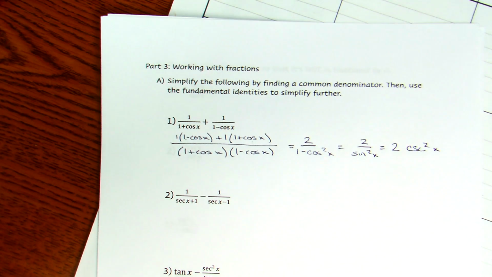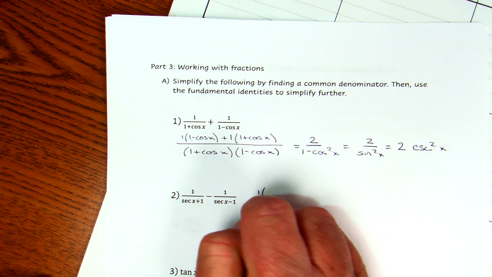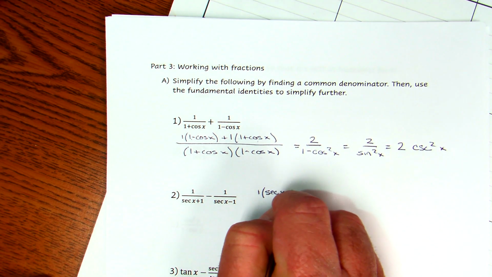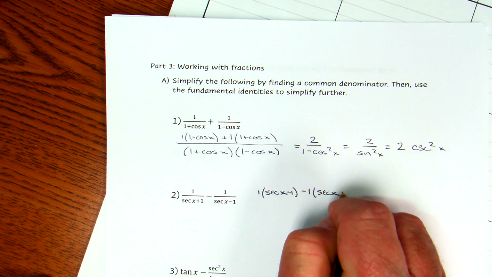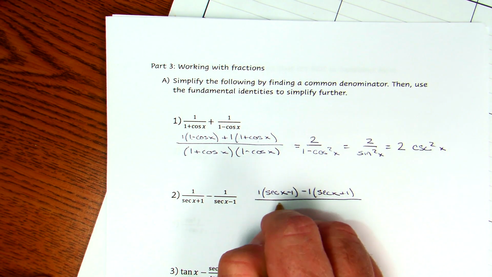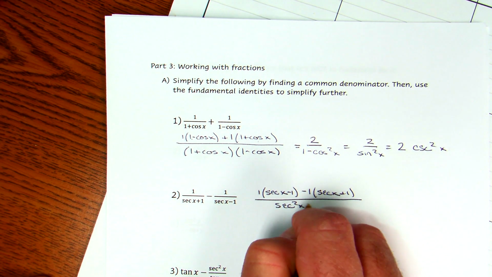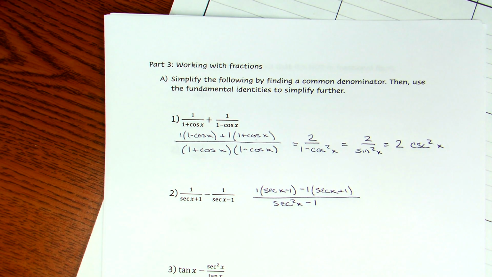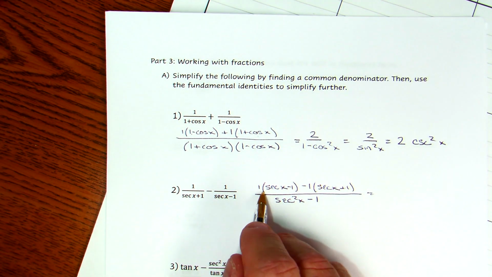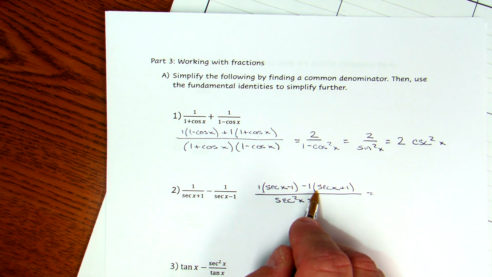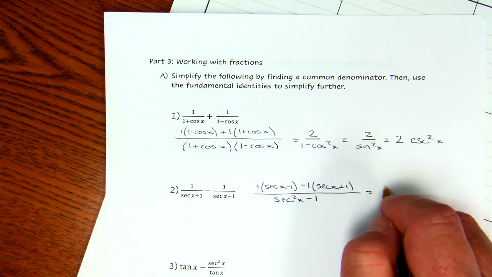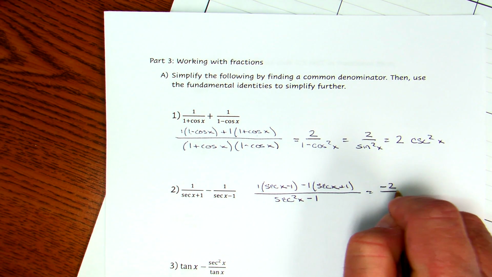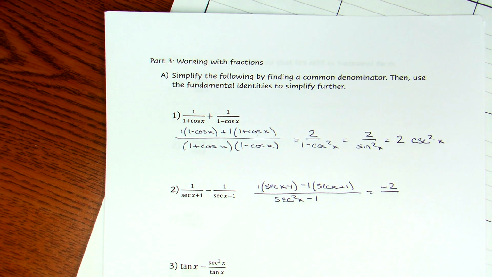Similar idea with number 2. We're going to take the 1 and multiply that by secant x minus 1. And we're going to minus 1 times secant x plus 1. Put that over the product, which is secant squared x minus 1. Secant x minus secant x, once again, cancels out. 1 times negative 1 is negative 1. Negative 1 times 1 is also negative 1. So I end up with negative 2 over, now I'm looking at, secant squared x minus 1.